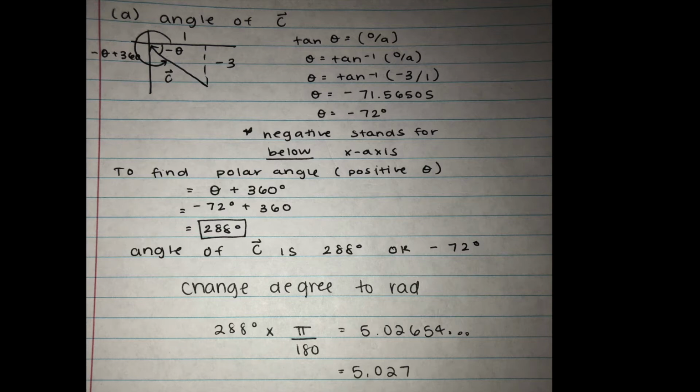In order to find your polar angle, which is a positive theta, you add your theta plus 360. So in this case, -72 plus 360, which gives you 288. To convert degrees into radians, you use the angle found, which is 288 times pi over 180, and the output is 5.027, your positive radian angle.